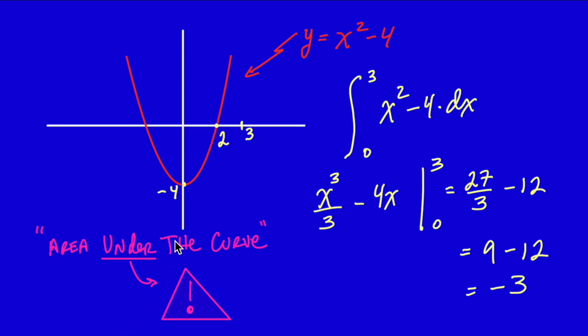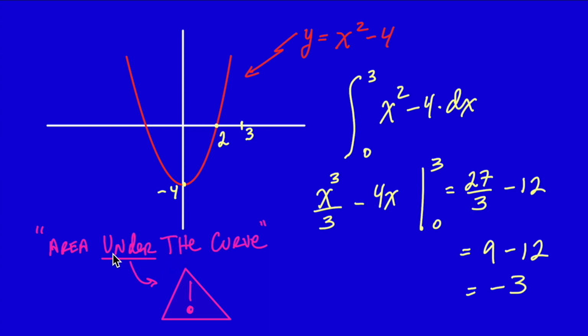We are given this definite integral of the function y equals x squared minus 4. We know that to be a parabola of perfect width, translated 4 units down. And we're asked to evaluate this definite integral from 0 to 3. Now, we know integrals provide us with area under the curve.